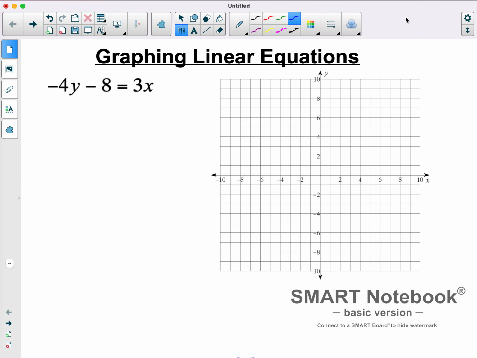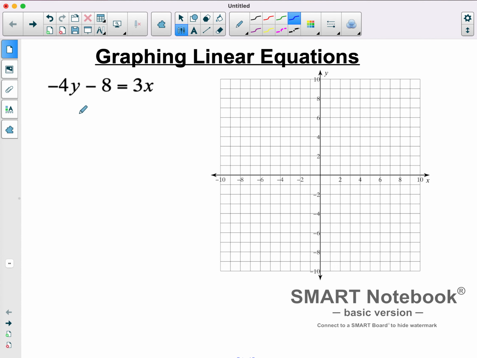Two examples of graphing linear equations. When looking at a linear equation, you should see an equation with just two variables and both of degree 1, meaning that they are both to the first power. We usually want to get y by itself so that we can get this in slope-intercept form.